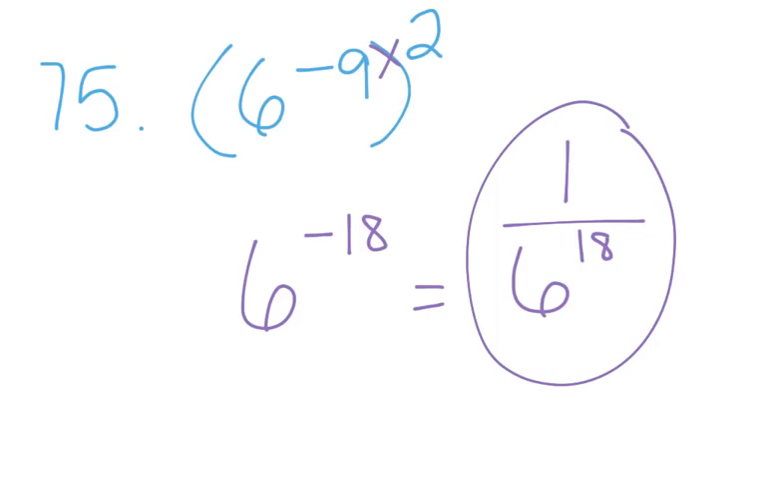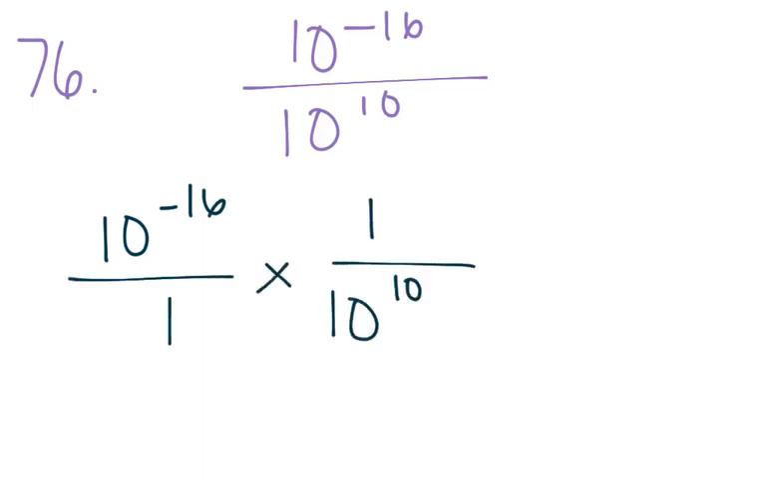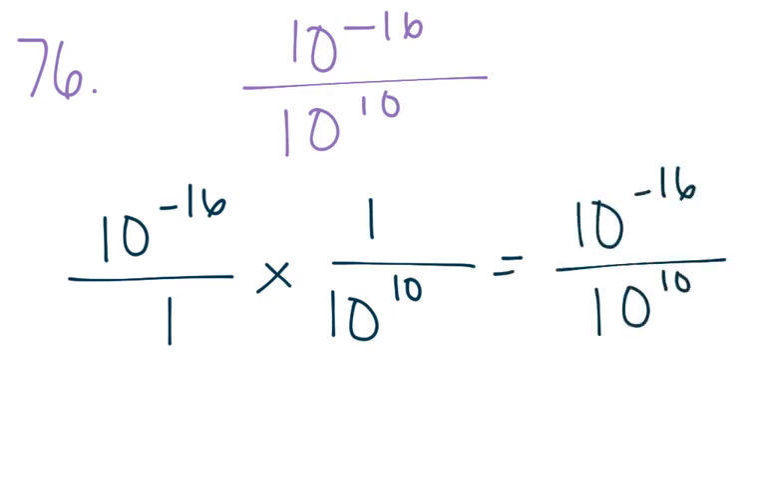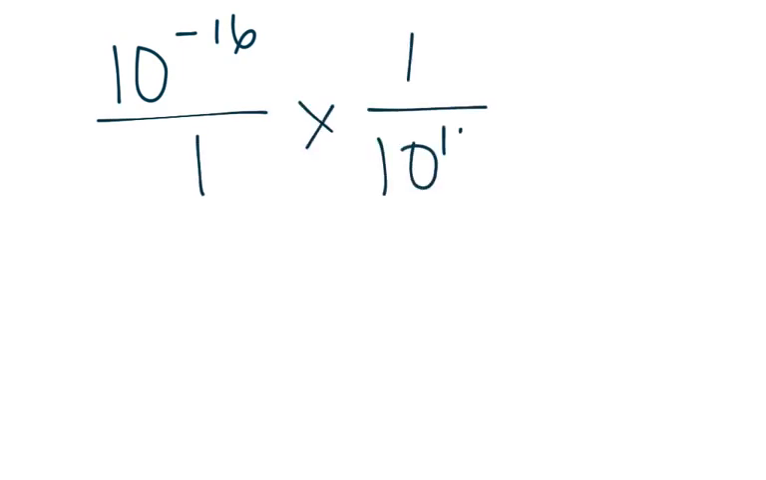All right, number 76 says 10 to the negative 16 over 10 times 10. Now, if you remember in the video earlier when we taught this lesson, I had you actually separate these out to show what was happening here. Because we realized if we multiplied these together, this is the answer we would get. But writing it this way, expanding it out, helped us understand what was happening when we switched it.